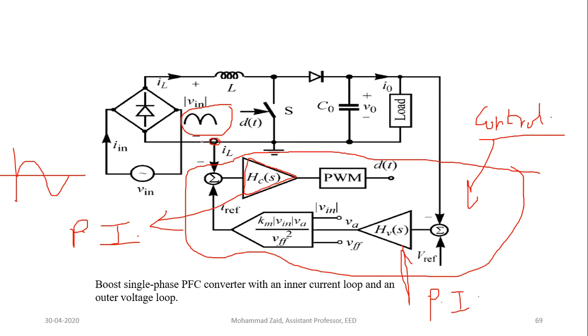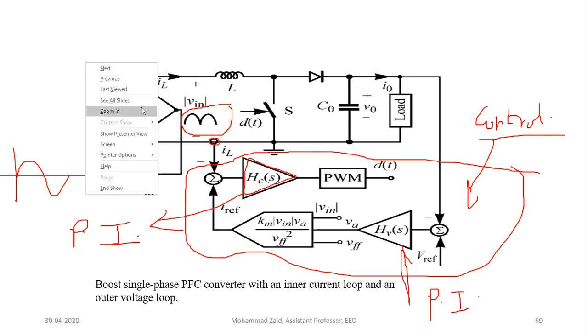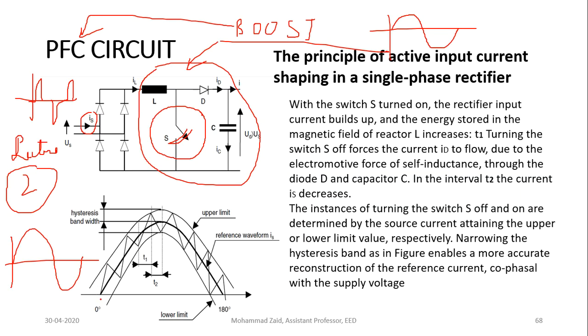sense the inductor current. Whenever the switch is turned on, the inductor current is there, and when the switch is turned off, this is there. So we sense the inductor current, which is like this. It is being sensed, and then a reference waveform is generated.